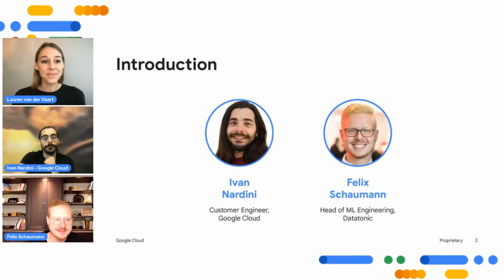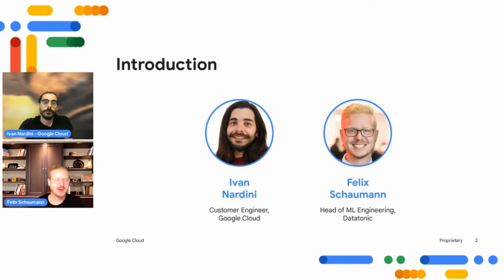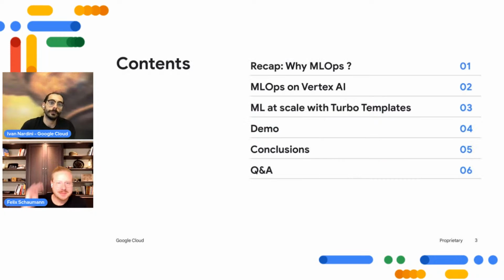Awesome. Thank you so much, Lauren. I will tackle this one for today together with Ivan. We have lots of content prepared for you, and we'll also show a demo in the later part. So without further ado, we're going to recap quickly why MLOps matters, and then talk about two more things. One is how you can enable MLOps in Vertex AI, and then also how you can scale machine learning use cases in your industry and your organization by using MLOps Turbo Templates, which we're also going to demo today. Towards the end, we'll leave some time for an interactive Q&A session as well. So let's get into it.